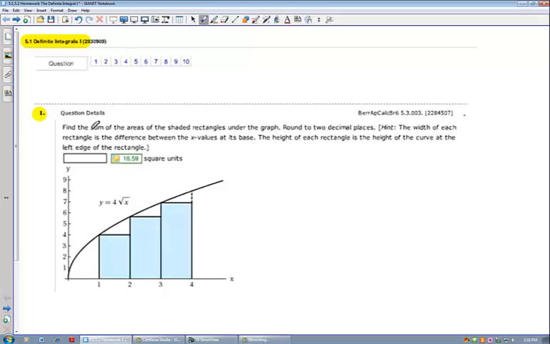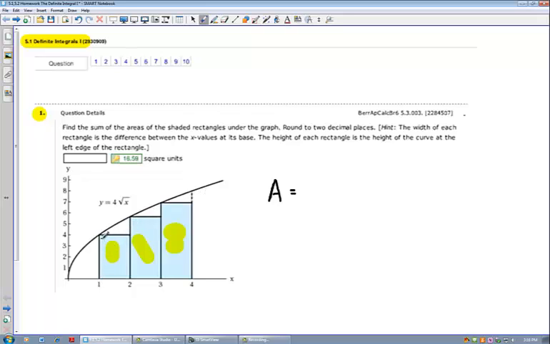So on number 1, it says find the sum of the areas of the shaded rectangles of the graph. Round your answer to 2 decimal places. So notice here there's actually 3 rectangles, 1, 2, and 3 rectangles here. And we want to compute the area of each rectangle.